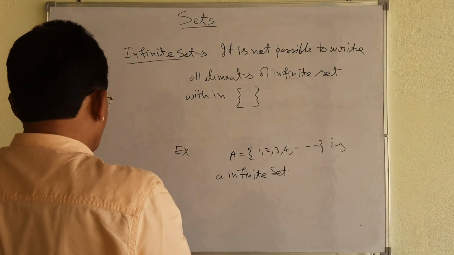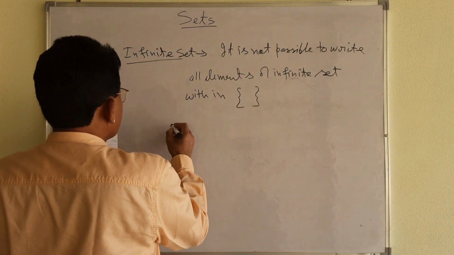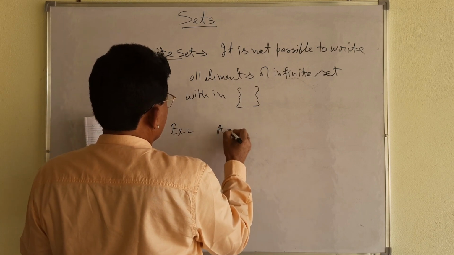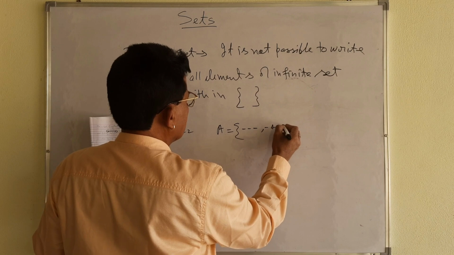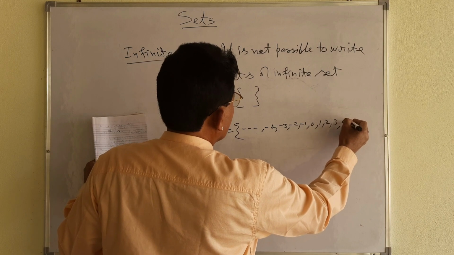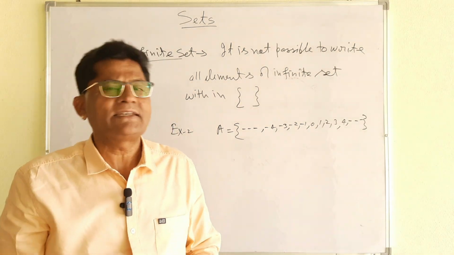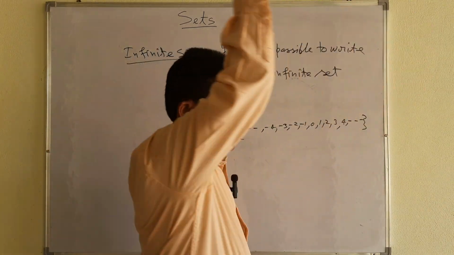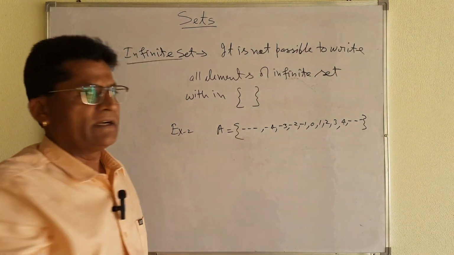Let me take some more examples if you want. Let me take example number 2. Suppose a set: dot, dot, dot, only 3 dots I will put on the left side, then -4, -3, -2, -1, 0, 1, 2, 3, 4, and 3 dots only. This is the set of integers, but that is infinite. It is very difficult to write all the elements from 0 to 1, 2, 3, 4, 5 and so on. Similarly -1, -2, -3, -4 and so on. That is why it is an infinite set.